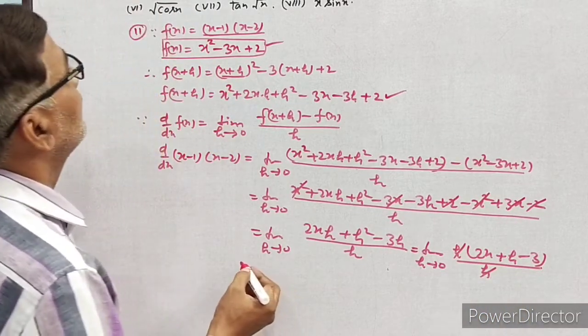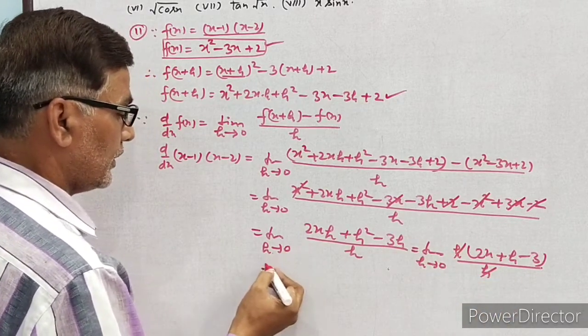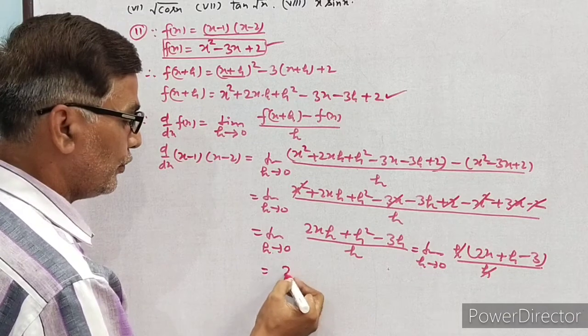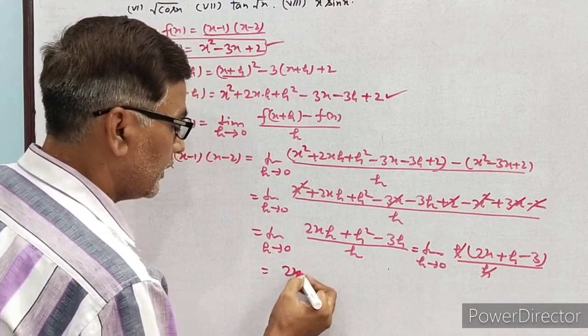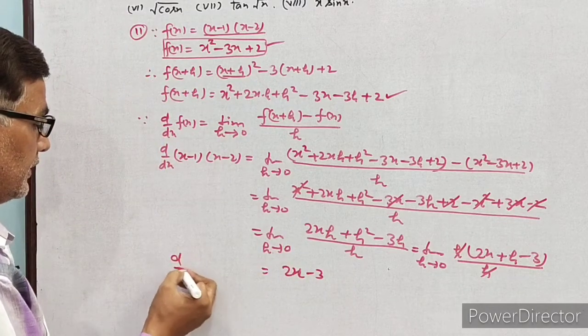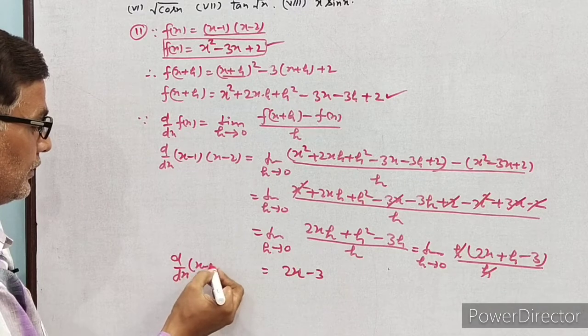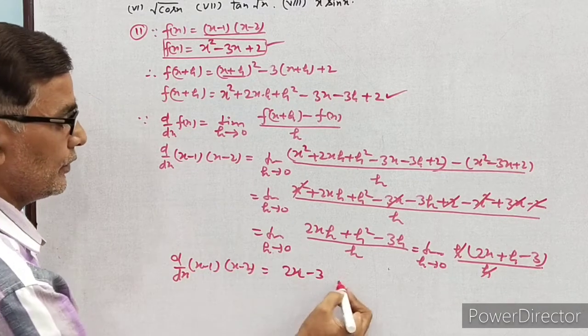We can put here h is equal to 0. On extending the limit we have 2x, and this h becomes 0, so we have only 2x minus 3. This is the derivative of the second question, (x minus 1) into (x minus 2).